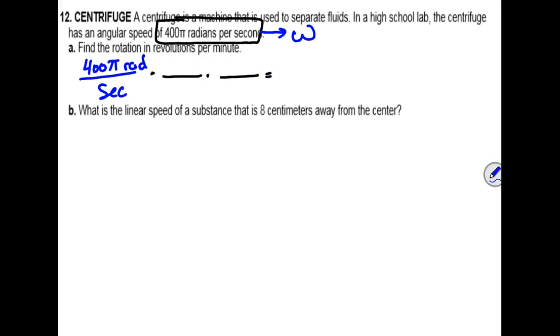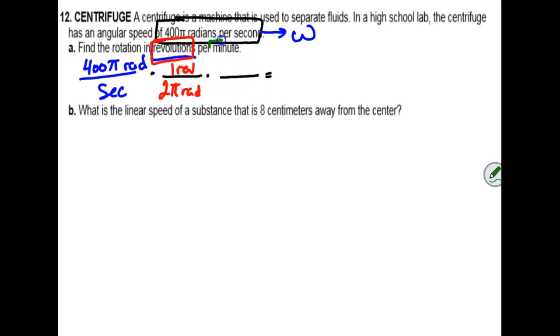All right, let's start with how do you convert from radians to revolutions? So that fraction says that 1 revolution is 2 pi radians. You just got to be careful where you're putting them. So let's put 2 pi radians down here. 1 revolution up here.